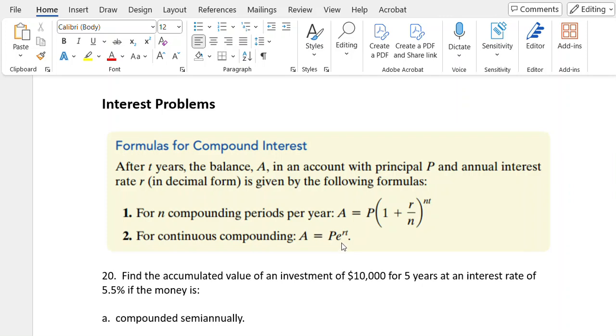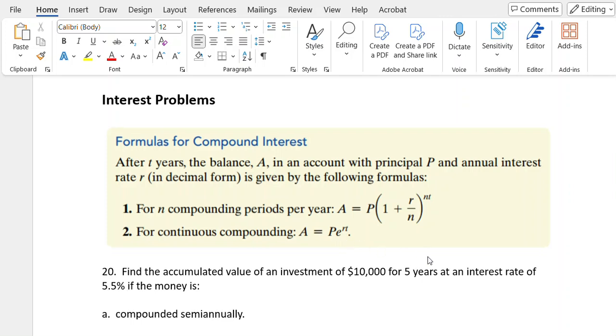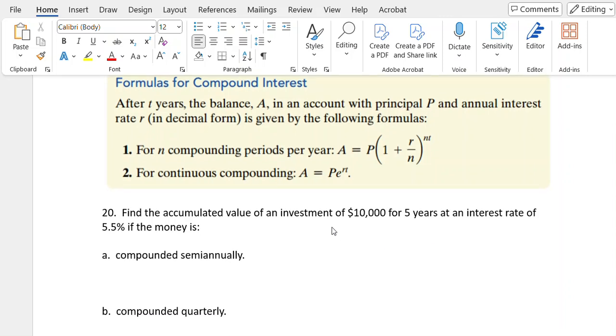uses E. Remember that E is not a variable, it's a constant, and you can use the E button on your calculator. So first we're going to find the value of an investment of $10,000 for 5 years at an interest rate of 5.5% if the money is compounded semi-annually. So we're going to plug into our formula here.